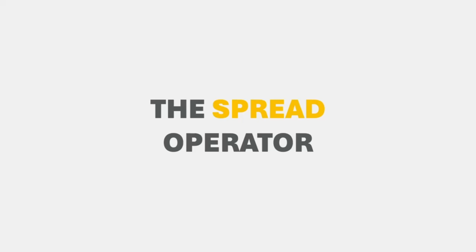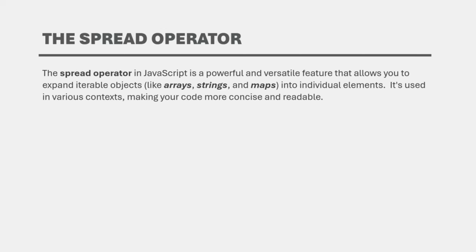In this lecture, let's learn about another useful operator which was introduced in the ES6 version of JavaScript, and that is the spread operator. The spread operator in JavaScript is a powerful and versatile feature that allows you to expand iterable objects like arrays, strings, maps, etc. Basically, it allows you to extract the elements of an array or the properties of an object into individual elements. Let's try to understand the spread operator with some examples.